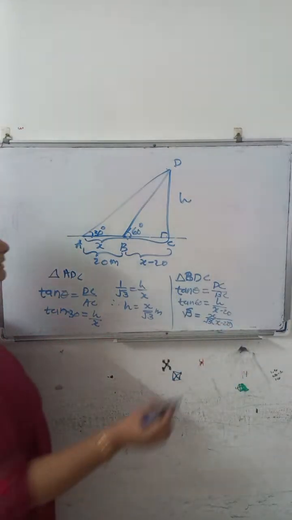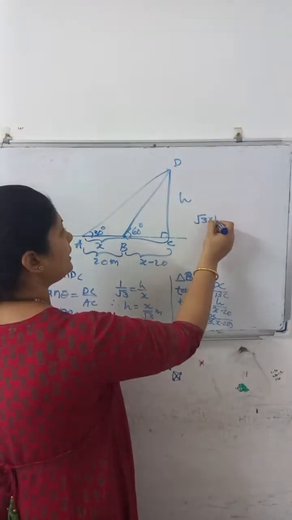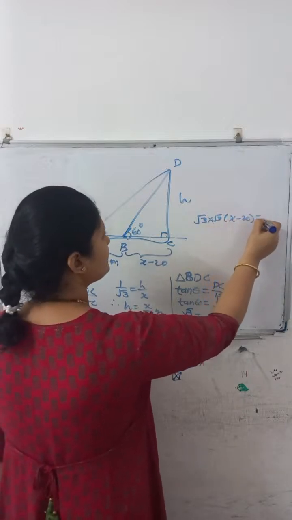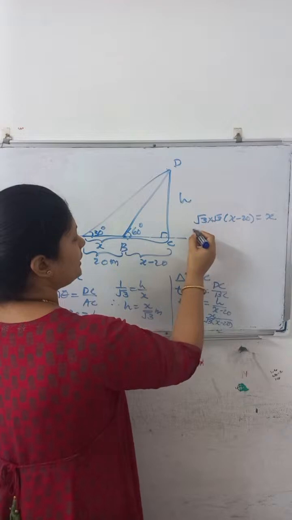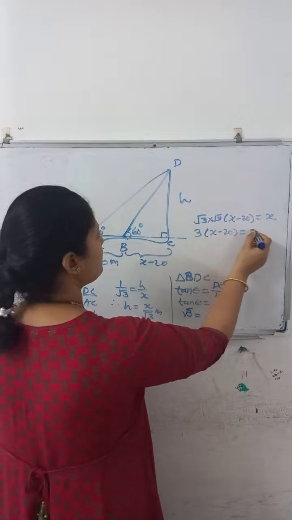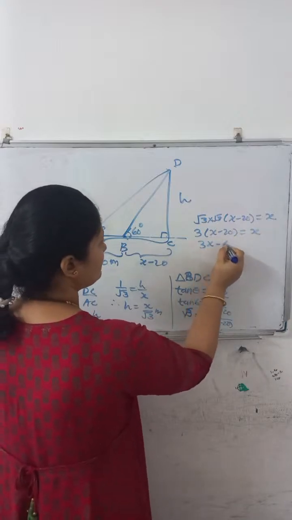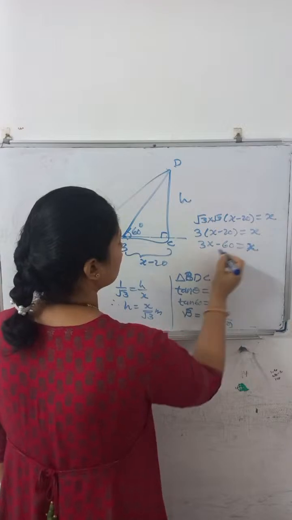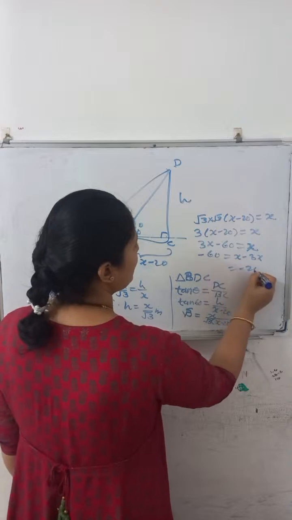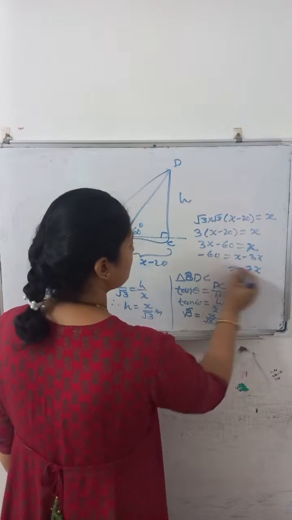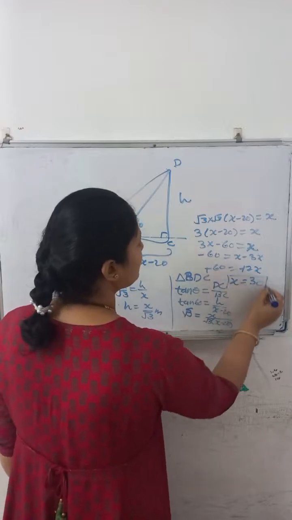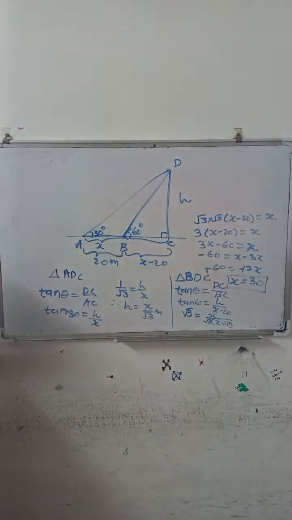Now take a cross multiplication. Root 3 into root 3, inside the bracket x minus 20, is equal to x. So 3 into x minus 20 is equal to x. So 3x minus 60 is equal to x. So minus 60 is equal to x minus 3x, that is minus 2x. Minus 60 equals minus 2x, the minus signs get cancelled. So x is equal to how much? We will get it as 30. Okay, x we got is 30.